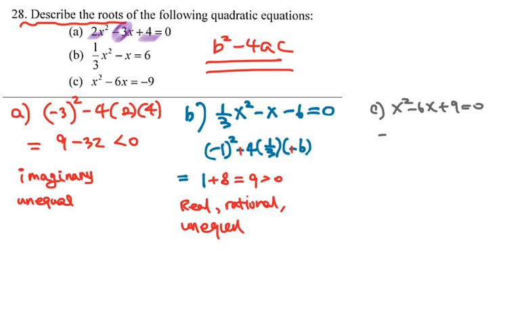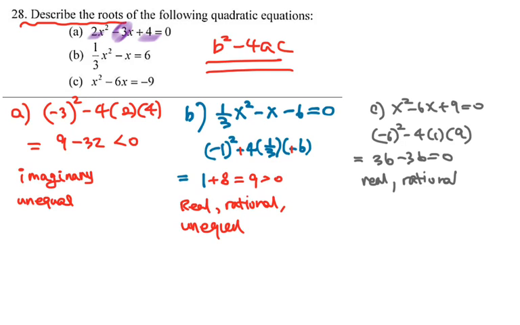Now, then, what's my b value? B value is equal to negative 6. So, when I square that, minus 4, a is equal to 1, and c is equal to 9. Now, let's try to calculate that together, and then see what happens. Then, negative 6 squared becomes 36, and minus 36 equal to 0. So we get real, rational. But when the discriminant is equal to 0, we know that it will be equal root.